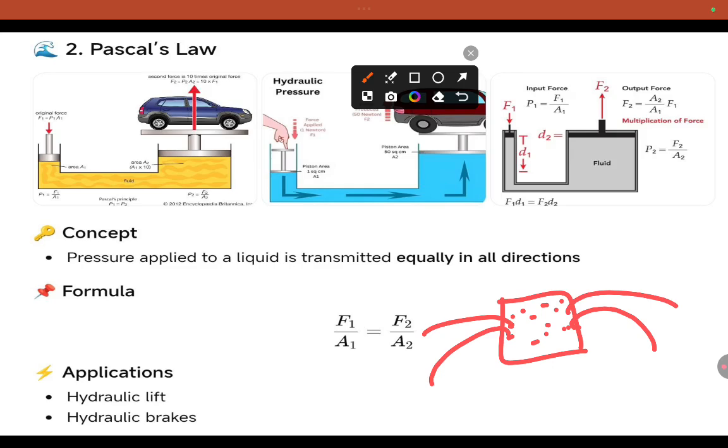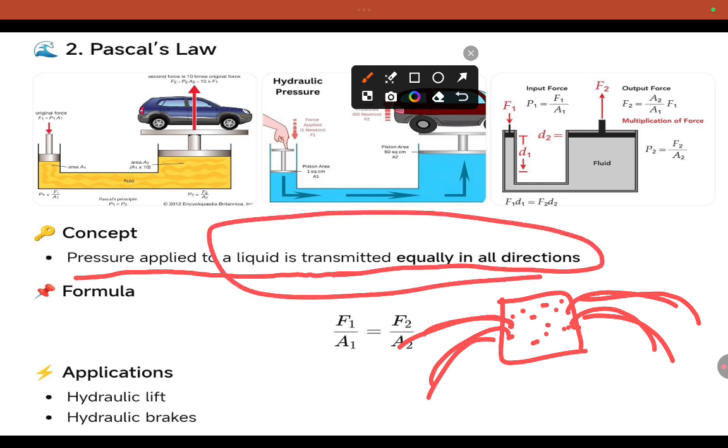Then you observe that the water is pumping out from the balloon through those equal holes with equal intensity, so the water is experiencing equal pressure. That is the meaning. Here pressure is exerted equally in all directions. Pressure applied to a liquid is transmitted equally in all directions.